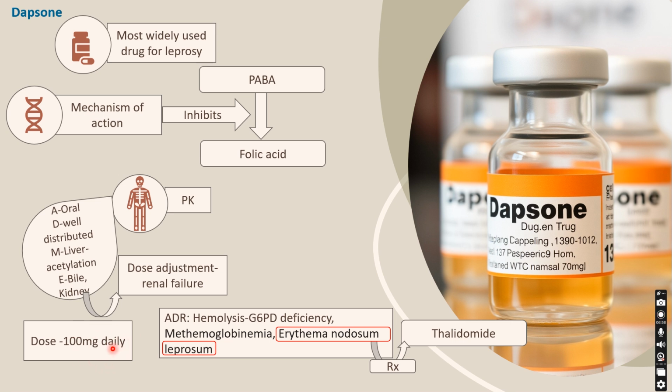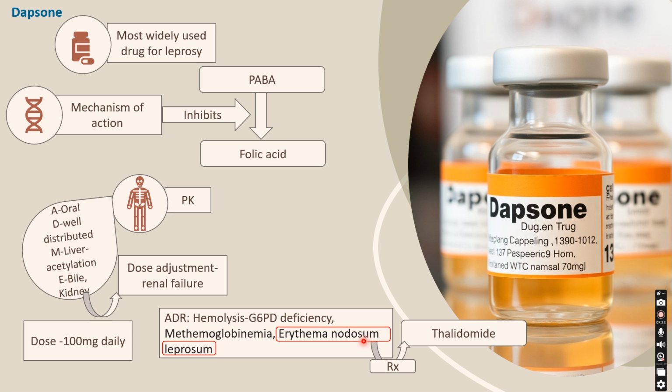So any patients with renal failure require dose adjustment. Dapsone is given at a dose of 100 milligram. Leprosy is a chronic disease, right? So it will be given for a longer duration. So any patients with G6PD deficiency are vulnerable to adverse drug reactions such as hemolysis, methemoglobinemia, and something called erythema nodosum leprosum. Any patient taking dapsone for a longer duration is vulnerable to methemoglobinemia and erythema nodosum leprosum.